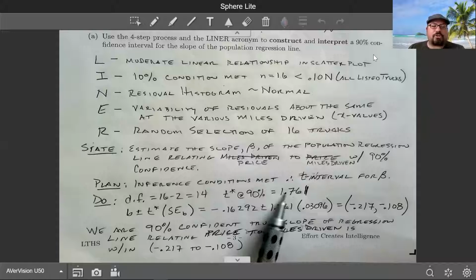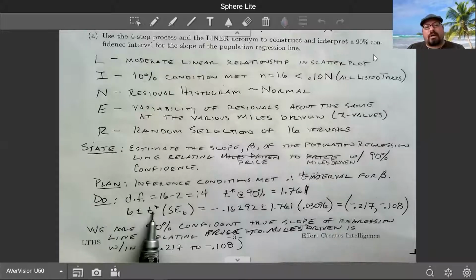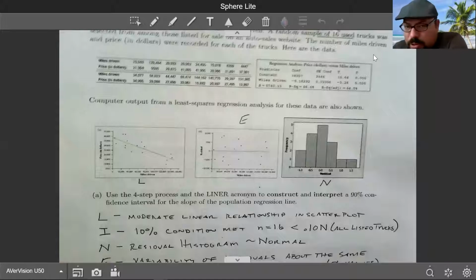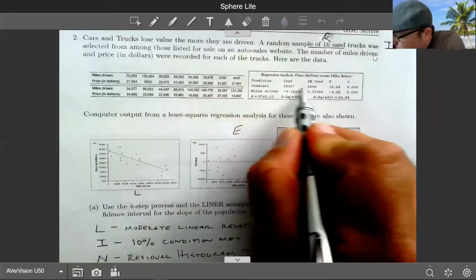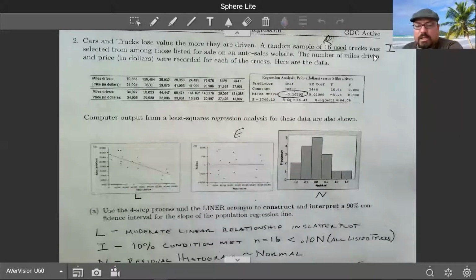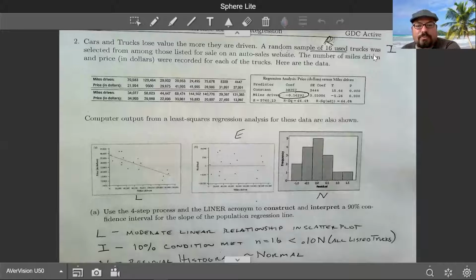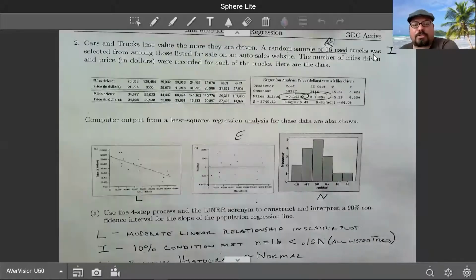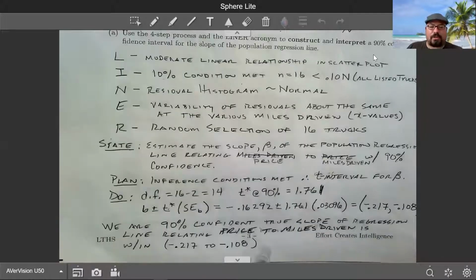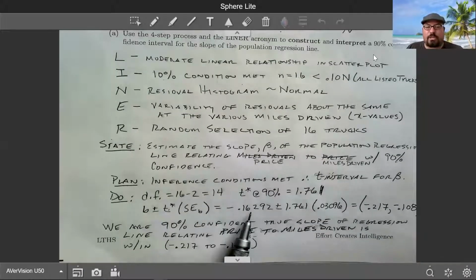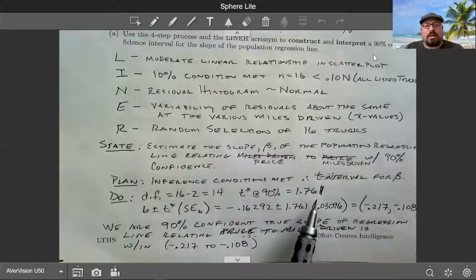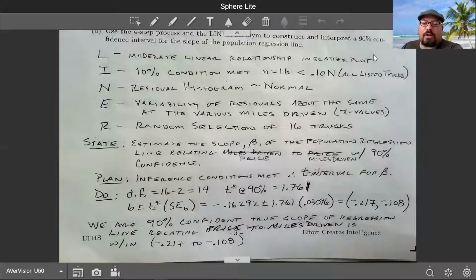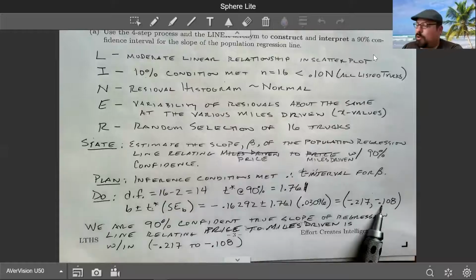We're going to have b plus or minus t star times the standard error. So we come over here, and how do we get those? Well, we see that our slope is right over here. That's our estimate, negative 0.16292. And we see right over here the standard error for that slope. And so that's what we have down here: negative 0.16292 plus or minus 1.761 times 0.03096. And that interval is going to be negative 0.217 to negative 0.108.